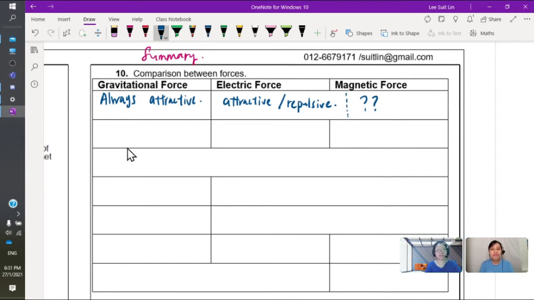Okay. Next, we're going to look at what causes the force, or what the force is proportional to. So for example, gravitational force, you must have mass for the force to act on you. So we can say force is proportional to the mass. The more mass you have, the more attractive you are.